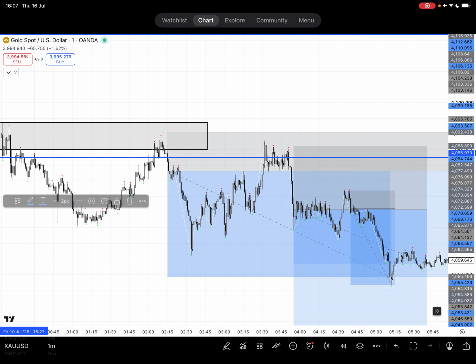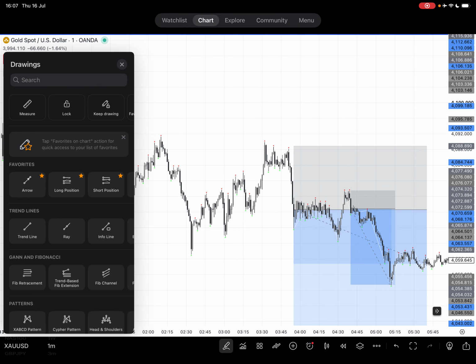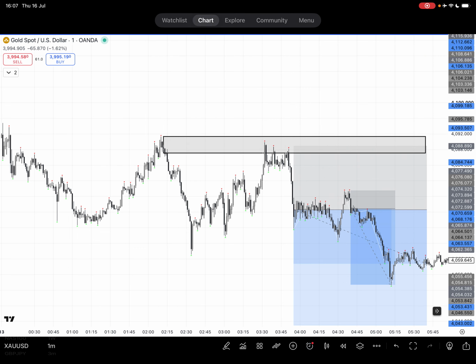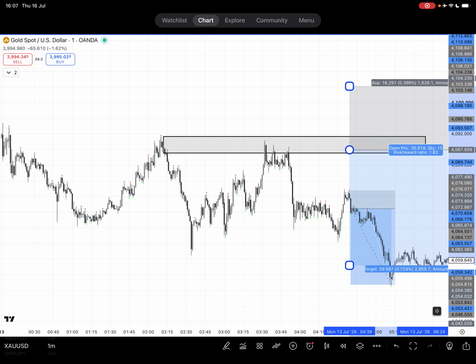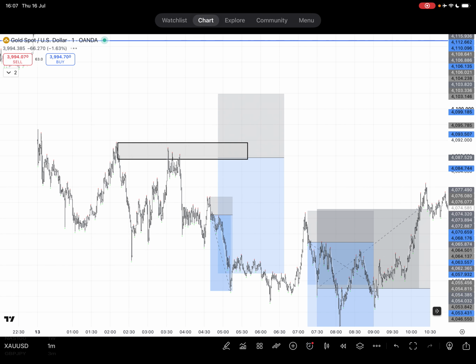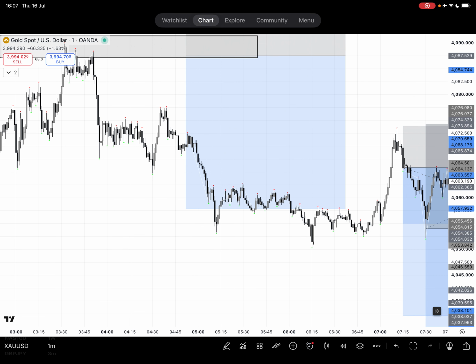I'm going to delete everything. Here is another level that's nice. Both of these areas. You have an imbalance here as well. So when price comes back here, chances are we're going to drop. And price never ended up coming back. So we go to the next level. Let's do one more zone.